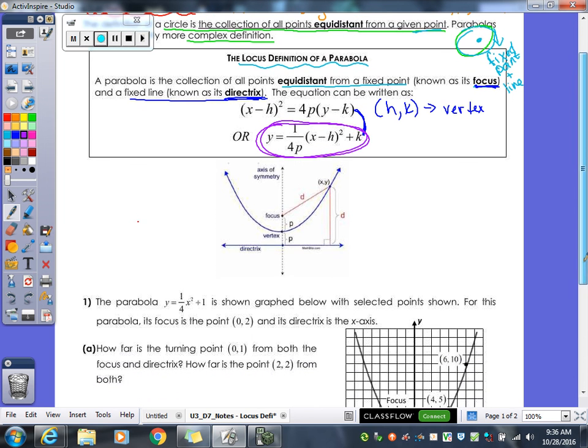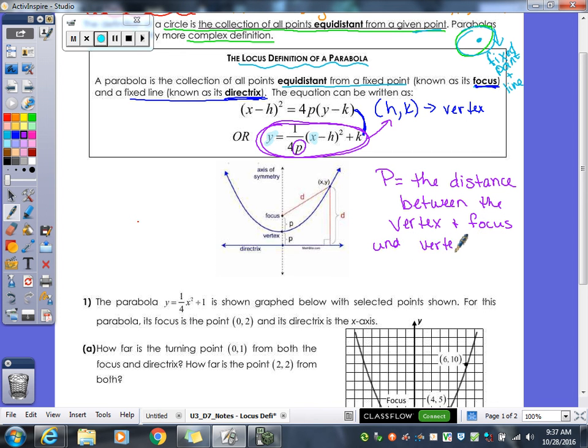So in there, we have a lot of letters. X and y are just like x and y in every other kind of equation that we use. X and y stay there. You need to have x and y in order to be able to write your equation. As I said, h and k, those are still your vertex. That doesn't change. What's new this time is that letter P. What P is, it's the distance between the vertex and the focus and the vertex and the directrix.